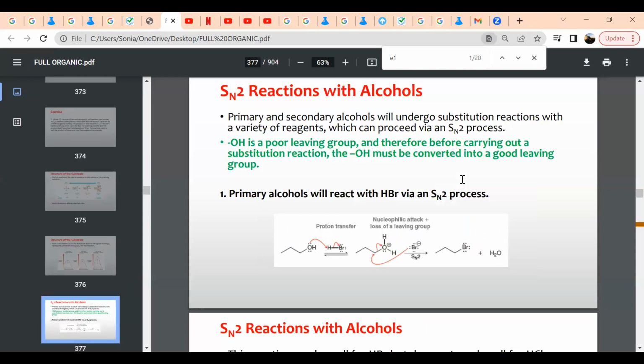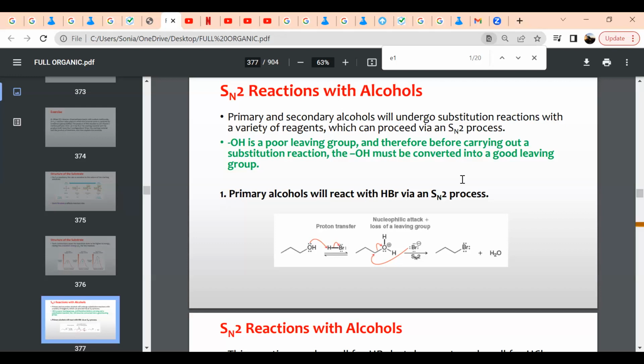All right. So we can look at SN2 with alcohols. Primary and secondary alcohols usually undergo substitution with a variety of reagents which can proceed via SN2. However, OH is a very poor leaving group, so before carrying out a substitution, it must be converted to a good leaving group. OH is usually a good nucleophile. It's very good for attacking, but it's not a good leaving group.